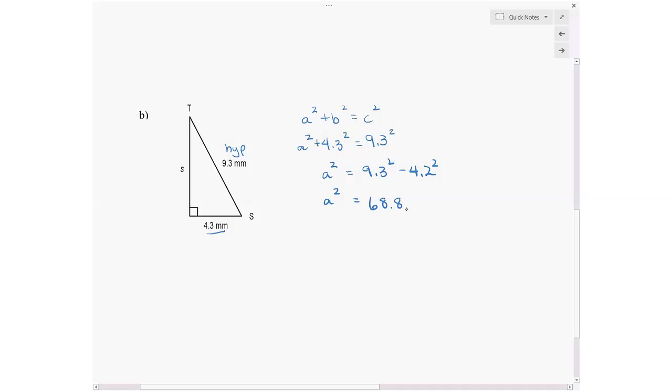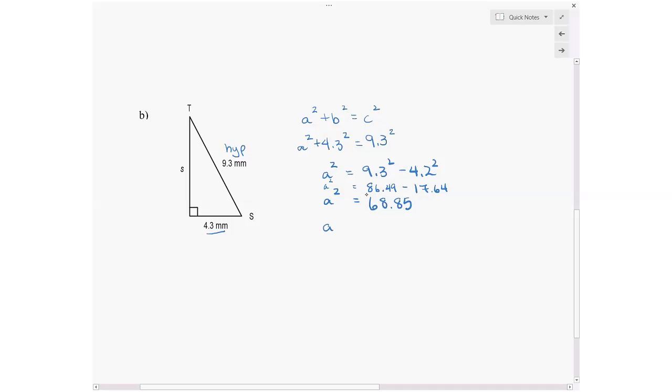68.85. Not a bad idea actually to have an intermediate step in here. So a squared is equal to, so 9.3 squared would be 86.49, and 4.2 squared is 17.64. You don't have to show that step. Good idea to make sure that I know what's going on when I'm marking it. Oh, sorry, I'm just rewriting that. So a squared, at any rate, is equal to 68.85.